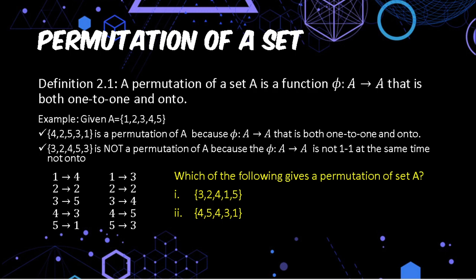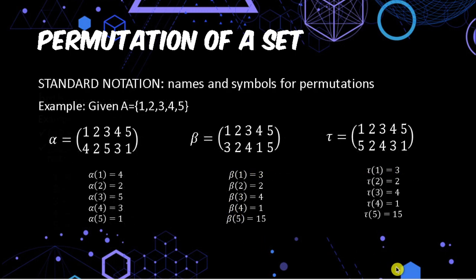Okay? So, the second one is not a permutation kasi, well, 4 ulit. Naulit siya. It's not one-to-one. Kasi ito ang range sana natin. Hindi siya parehas sa codomain natin. Yes. Tama. Okay.